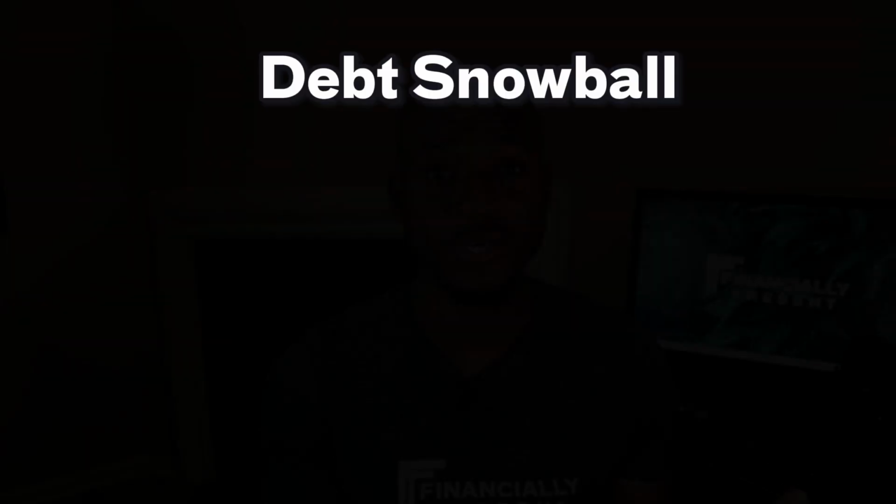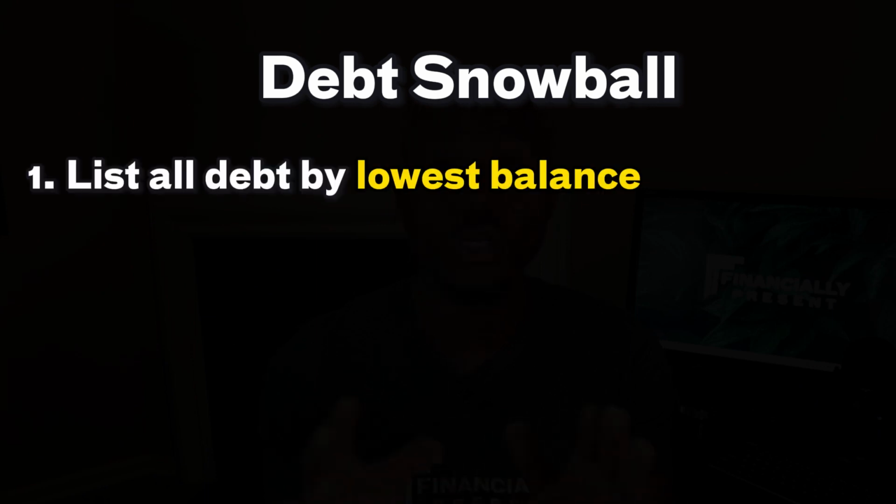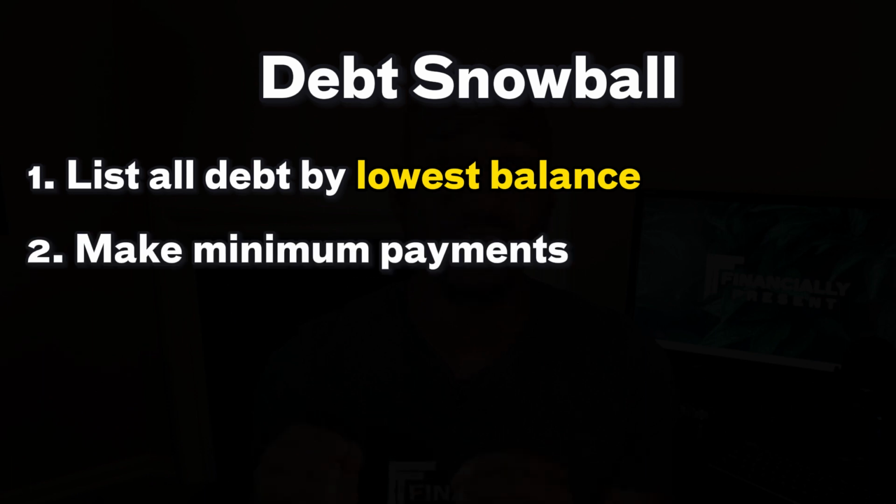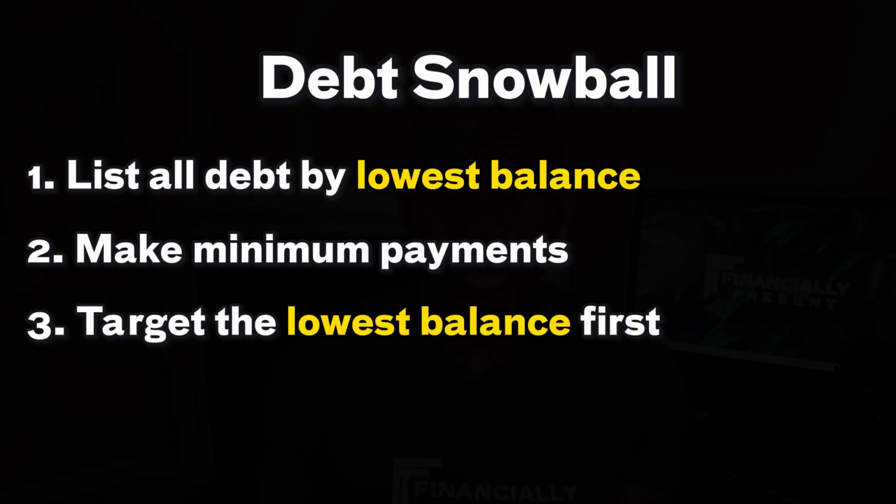First, let's start off with the debt snowball. And when you think snowball, think about momentum. Okay, so step one, I want you to stack all of your debt, credit cards, loans, whatever they are, from the lowest balance to the highest balance. Step two, you're going to make minimum payments on all of these different types of debt. Step three, I want you to target the smallest one first. And then step four, we're just going to rinse and repeat.